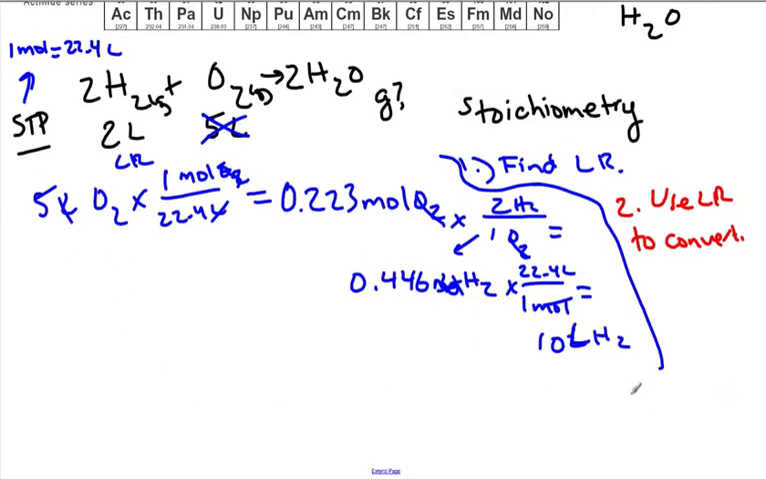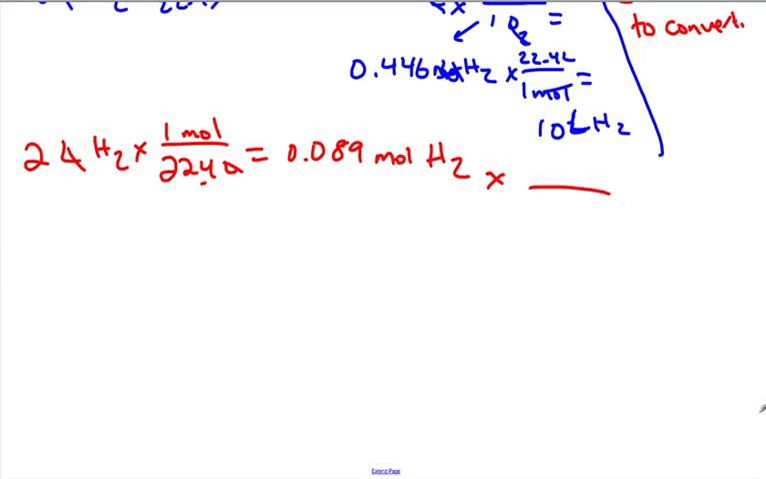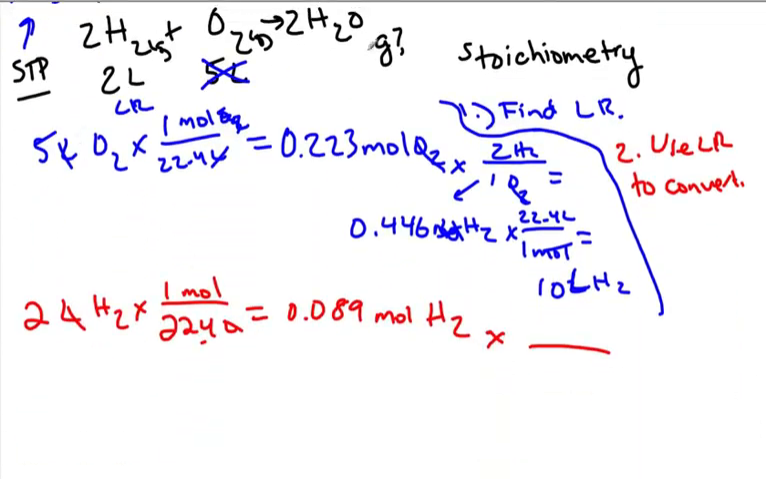So in other words, we got to use our LR, which we found to be the hydrogen, so the 2 liters of H2, which we're going to convert into moles right now, by saying that 22.4 liters and 1 mole, liters cancel, 2 divided by 22.4, 2 divided by 22.4 is 0.089 moles of H2. Now we go from moles of H2, which is something else that we know, into something else we don't know. So 2 H2 for every 2 H2O.